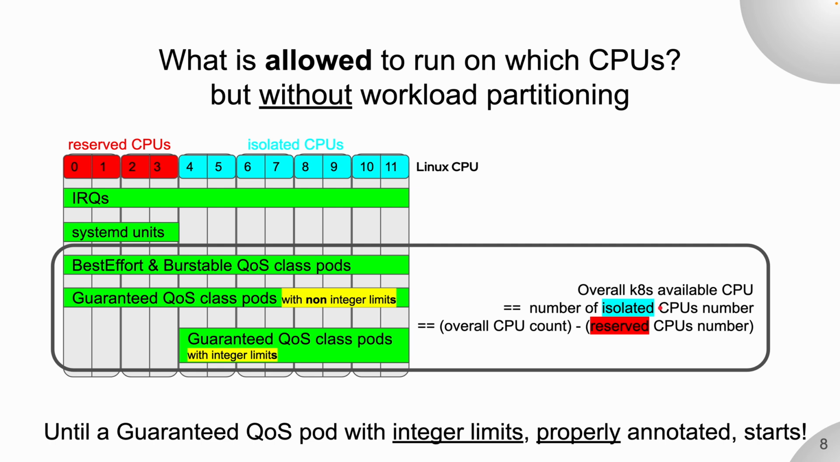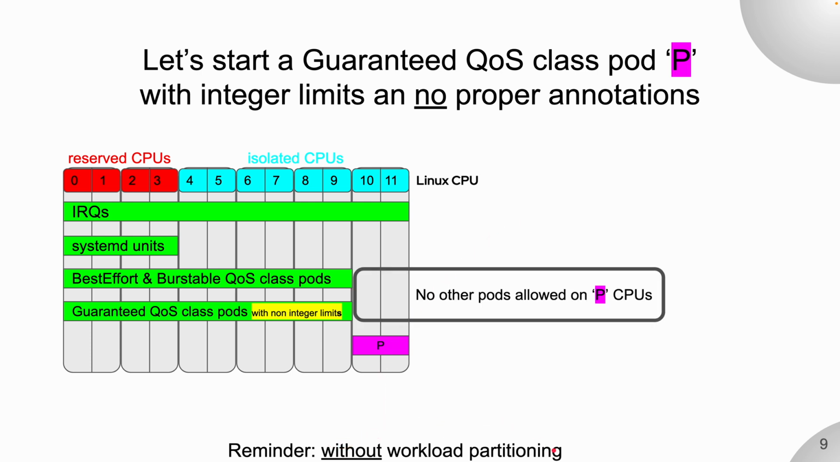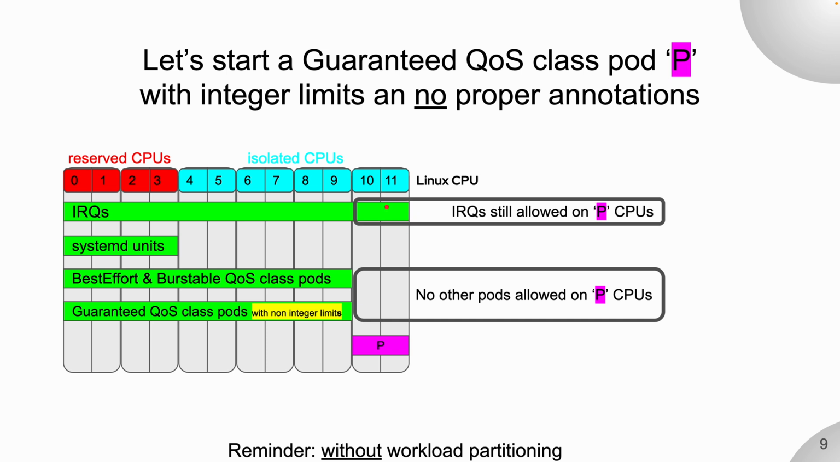And this is true on this picture about this very nice separation until a guaranteed QoS pod starts with integer limit and proper annotations. So let's start a pod with proper annotation, but without workload partitioning. So what's happening is that the pod is pushing away all of the other pods from its CPU, but IRQs can still run on the CPU.